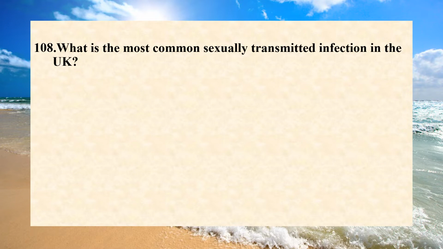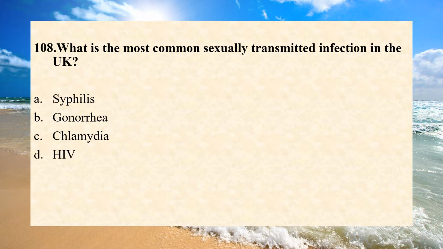What is the most common sexually transmitted infection in the UK? Option A, syphilis. Option B, gonorrhea. Option C, chlamydia. Option D, HIV. The answer is C, chlamydia.